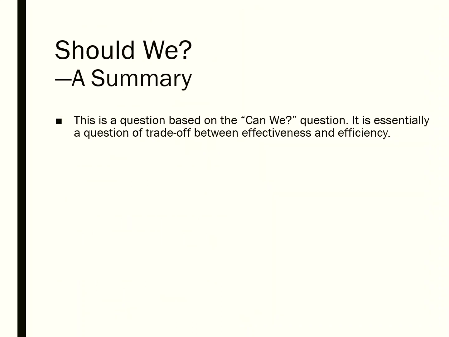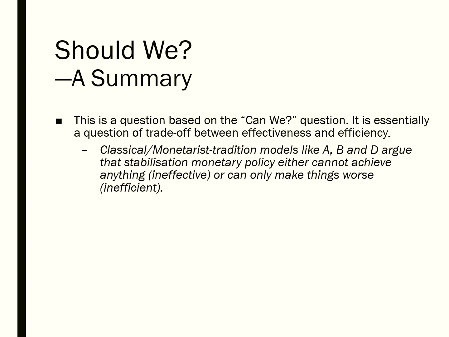After answering the can we question, now let's turn to the should we question. Of course, the should we question is based on the can we question. It is essentially a question of trade-off between effectiveness and efficiency. There are two traditions of monetary policy. The first tradition comes from the classical and monetarism school of thought. It includes Models A, B, and D in slide 5. They argued for a minimum intervention from the government to implement the monetary policy because government intervention is neither effective, as in the classical school of thought, nor efficient, as in the Lucas-Friedman model.